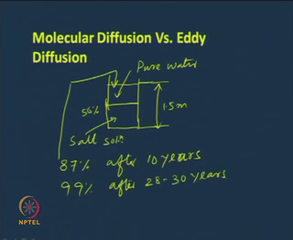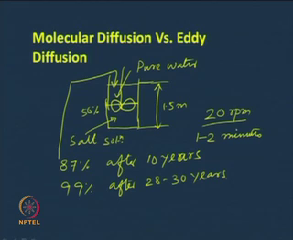So, we can see how slow this process is. But instead of keeping it in stagnant, undisturbed conditions, if we place one stirrer between the two layers and stir it at 20 rpm, revolutions per minute, then it will take hardly 1 to 2 minutes to reach complete uniformity. So, the eddy diffusion is much faster compared to the molecular diffusion.